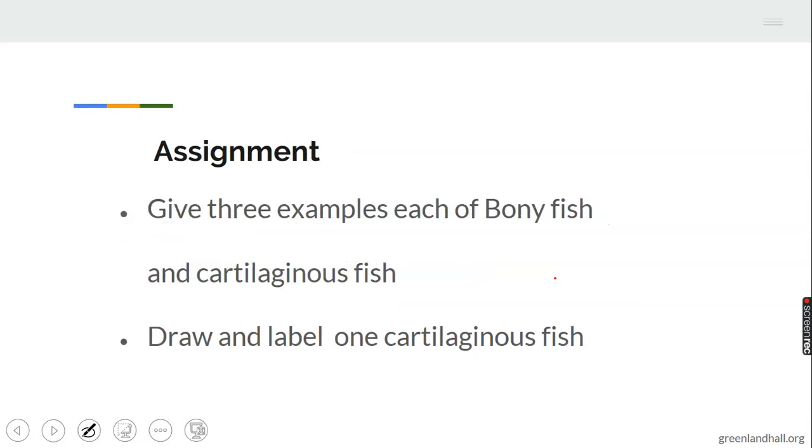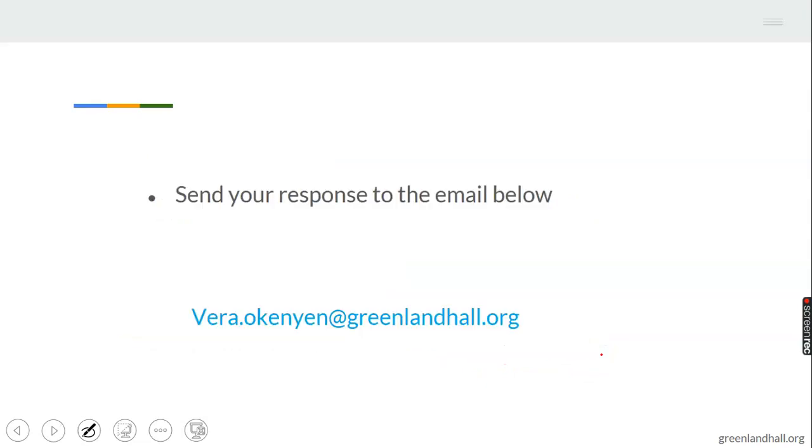Assignment: give 3 examples each of bony fish and cartilaginous fish. 2. Draw and label 1 cartilaginous fish you know. Very important. Send your response to the email below: vera.okene@greenlandhall.org.